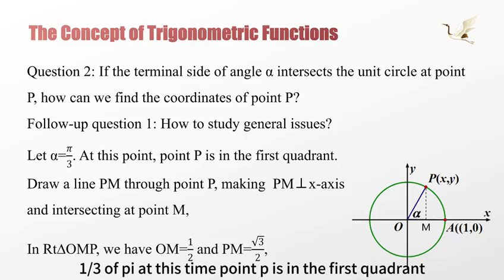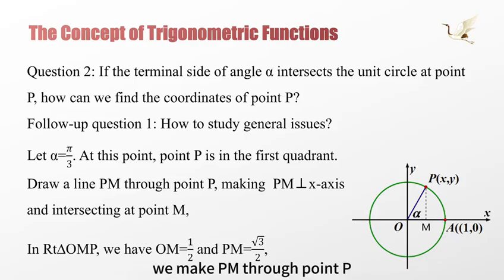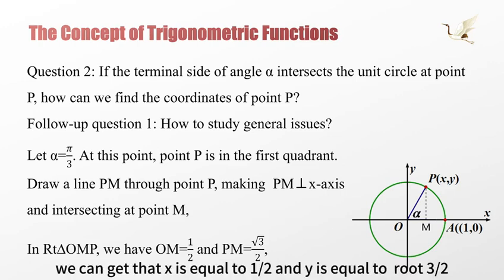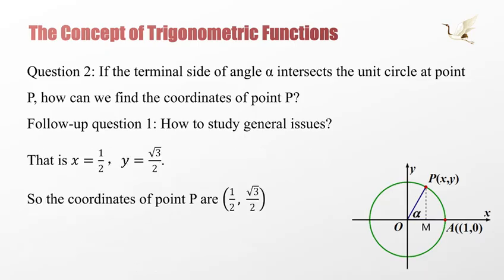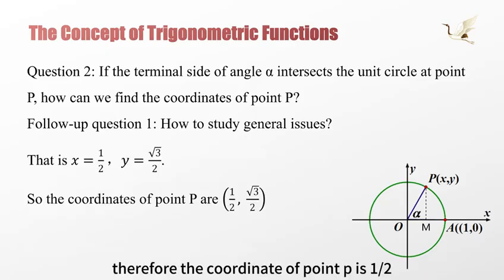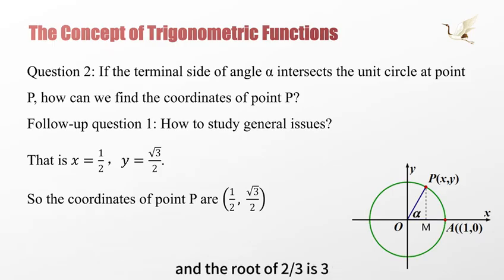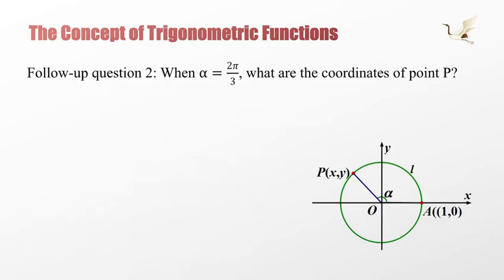At this time, point P is in the first quadrant. We make PM through point P perpendicular to the x-axis at M. Therefore, in the right triangle OMP, we can get that the OM length is 1/2 and the PM length is √3/2. Since point P is located in the first quadrant, we can get that x is equal to 1/2 and y is equal to √3/2. Therefore, the coordinate of point P is (1/2, √3/2).